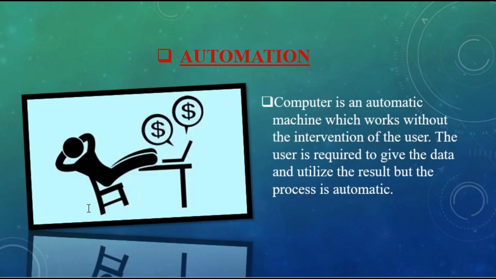Automation, from the word automatic. Computers are machines. They can work without human supervision, human intervention. You just need to give them instructions and wait for them to perform their functions and produce favorable outputs.